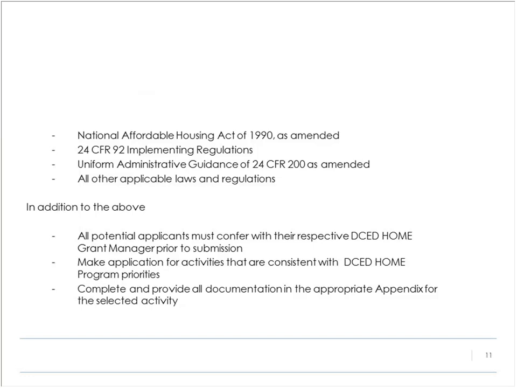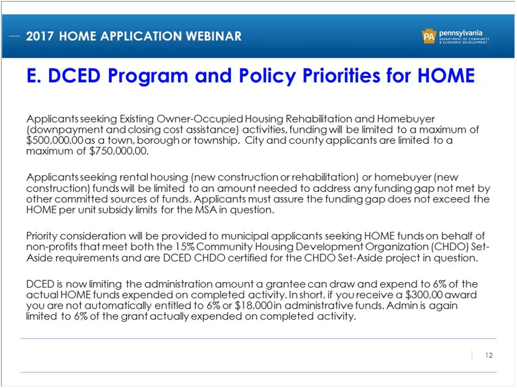Applicants seeking existing owner-occupied housing rehab funds and home buyer down payment and closing cost assistance activities, that funding will be limited to a maximum of $500,000 as a town, borough, or township. City and county applicants are limited to a maximum of $750,000. DCED strongly encourages all home applicants to only consider applying for what they are reasonably assured they can expend within that maximum 3-year DCED contract expenditure timeframe. Okay?